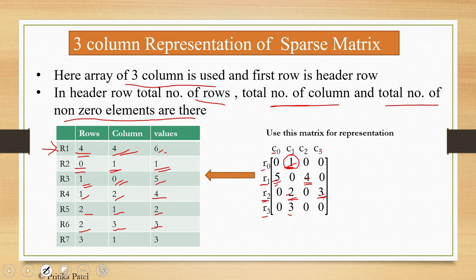Now the next row, R3. In R3 there is one element, that is 3. So row 3 and column 1 have element 3. The rest of the elements in this row are 0. So this is the 3-column representation of the sparse matrix.